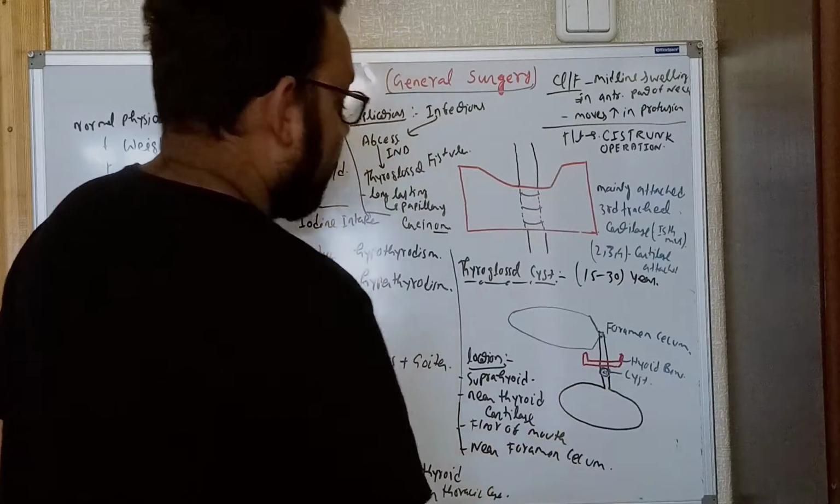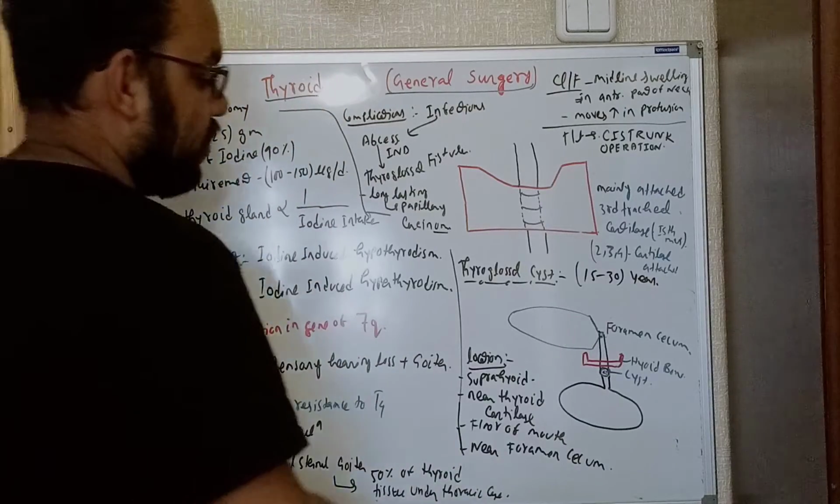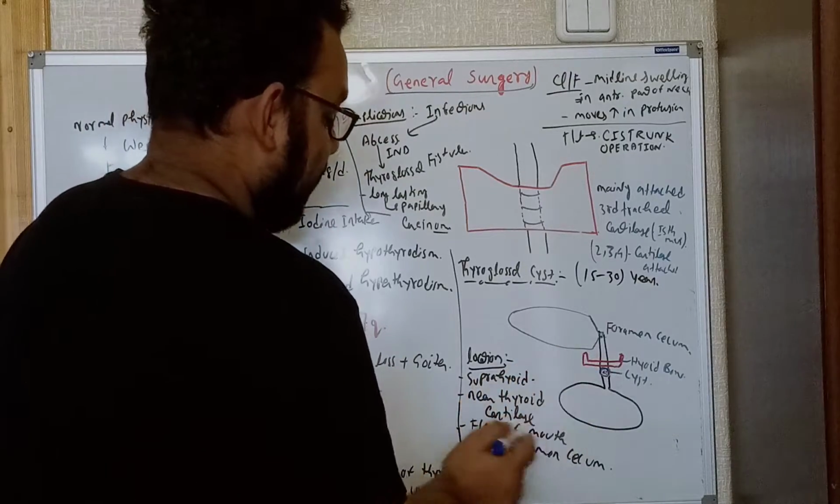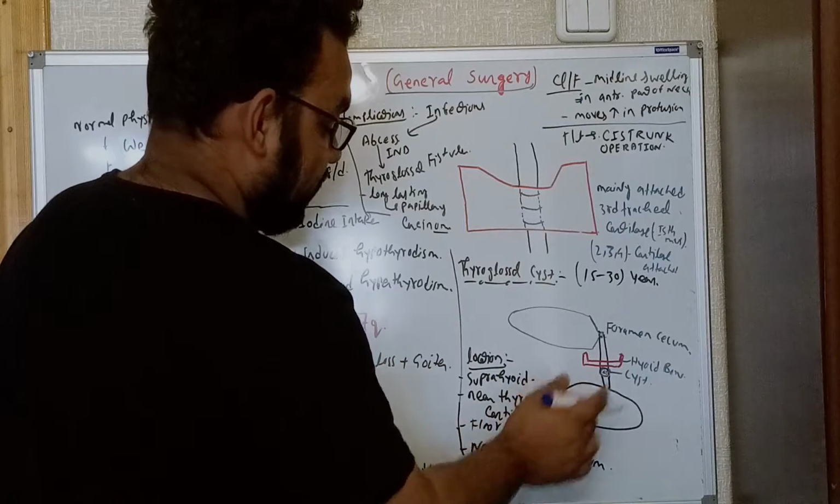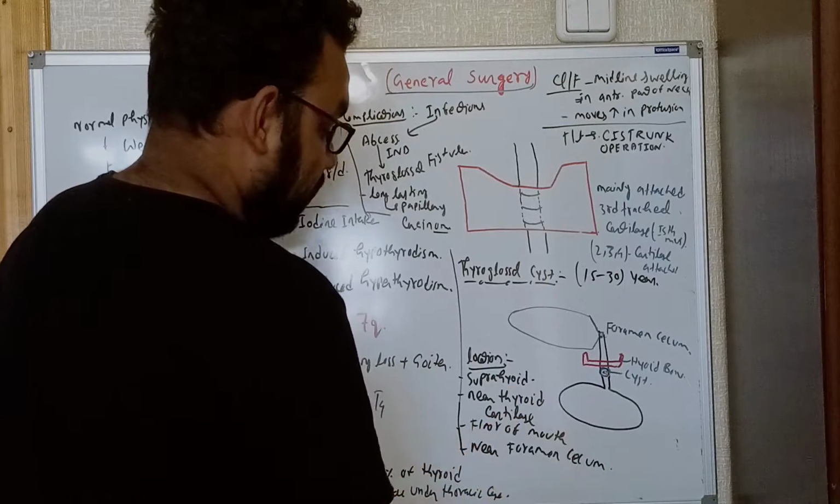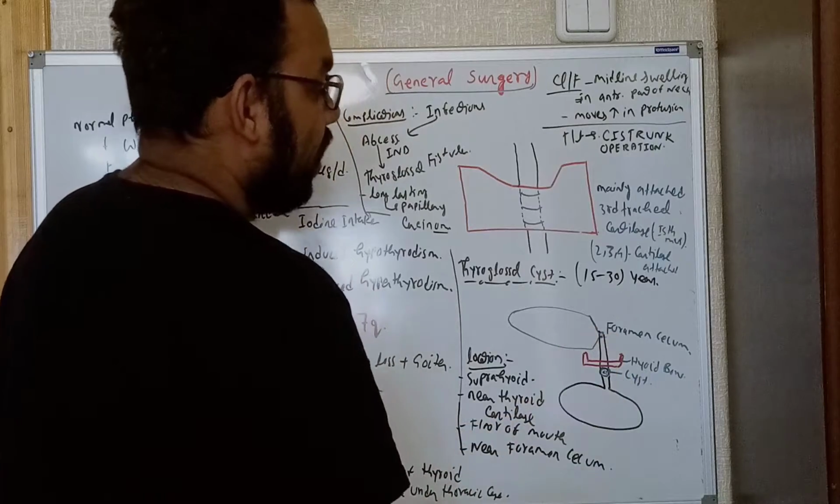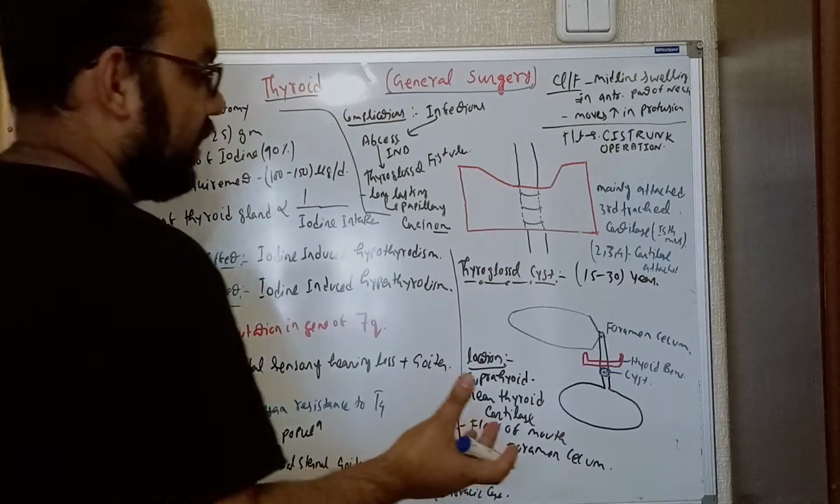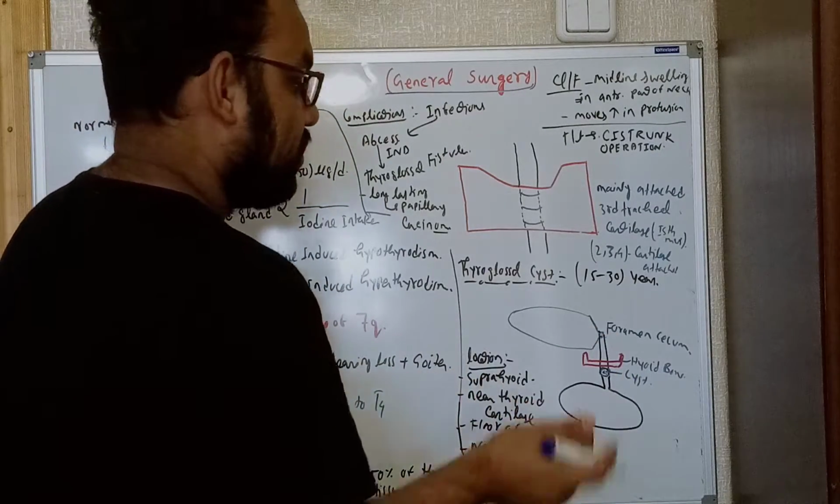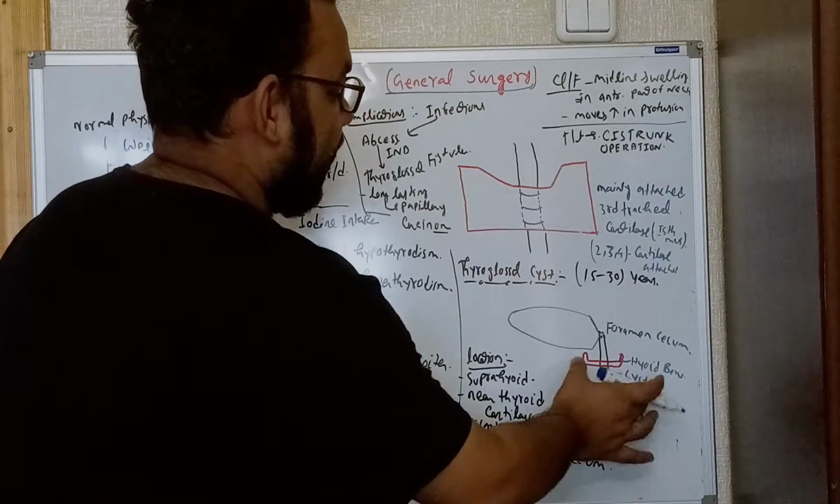Okay, now the other locations are also possible. We can say in terms of the suprahyoid, near the thyroid cartilage, or the floor of the mouth, or near the foramen caecum over here. So there are chances to have the thyroglossal cyst there too, but the most common one is the subhyoid.